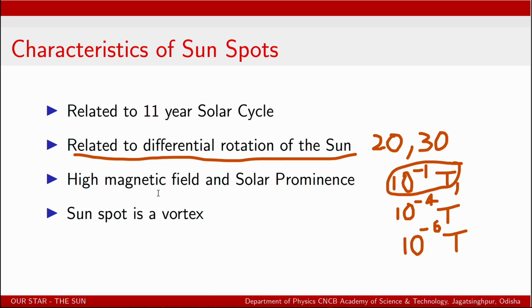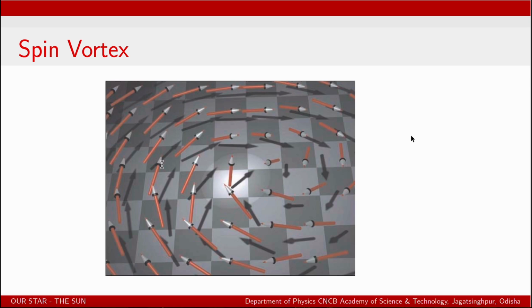And another important feature of sunspots, what we say, is that it's a vortex. What is a vortex? We'll see it in the next slide, and then we will also see what solar flares are. So now, what is a vortex? We'll be considering spin vortex.